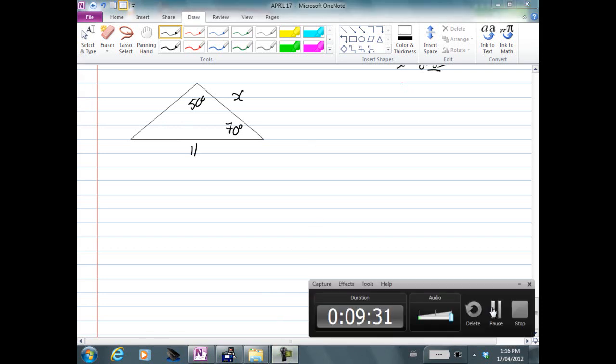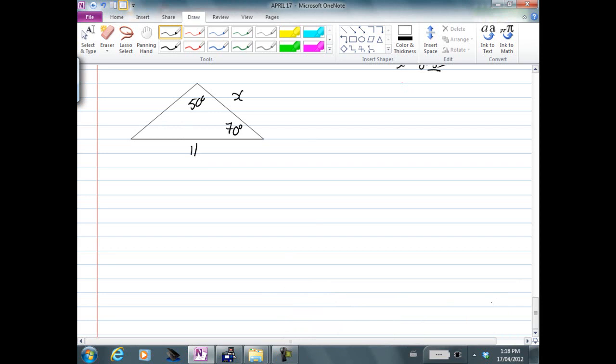I'm going to show you the first mistake students make. Here's the first mistake. They go sine 50 over 11 equals sine 70 over x. That's the first mistake students normally make. What's wrong with this? Which part is wrong? The 70 is wrong.